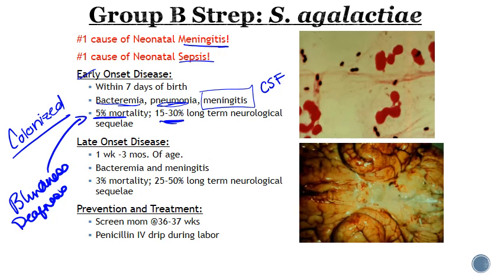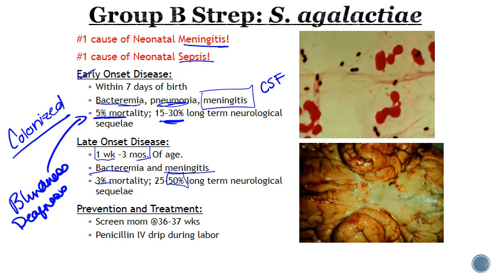Late onset is also possible. This is anything that occurs after that 1 week mark through about 3 months of age. Once again, we're looking at that bacteremia and meningitis. Meningitis more than the pneumonia at this point. Mortality rate here is a little bit lower. It's as low as about 3%. But unfortunately, the neurologic complications tend to be more common. So we go up to about 50% of patients experiencing some form of long-term neurologic sequelae.